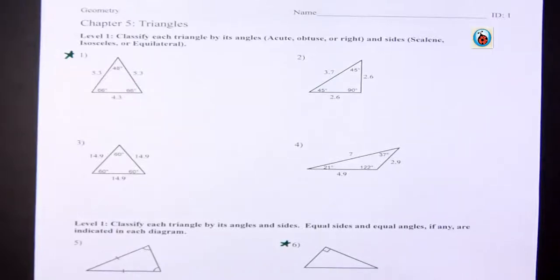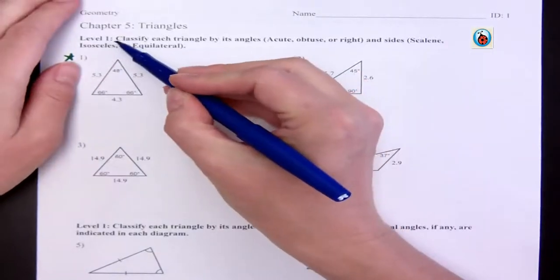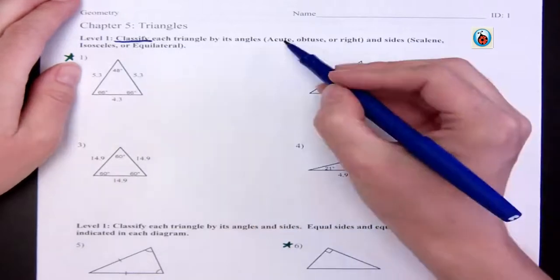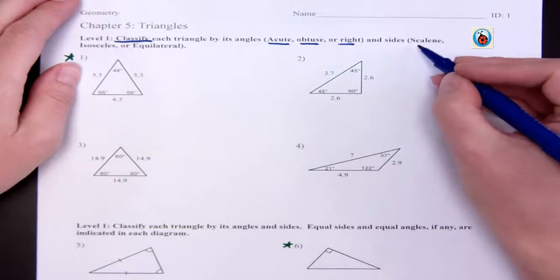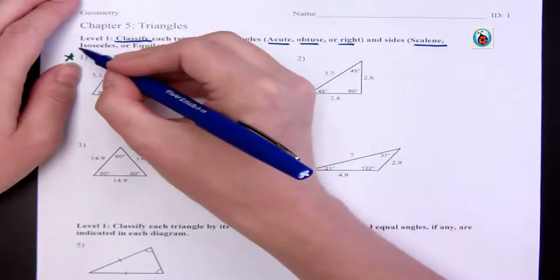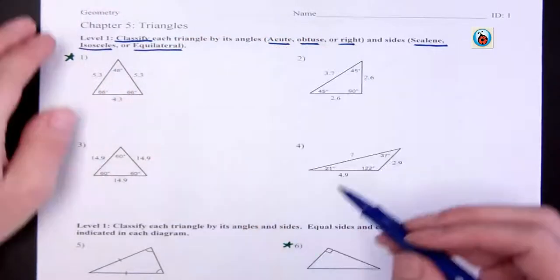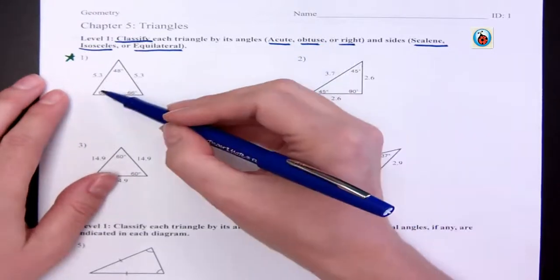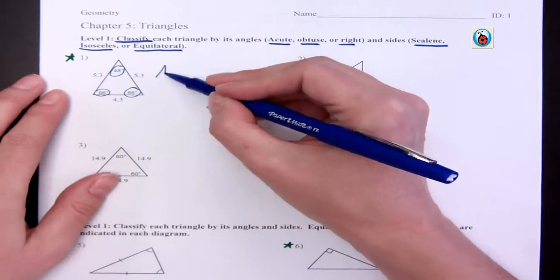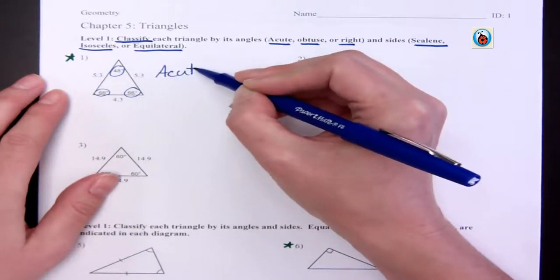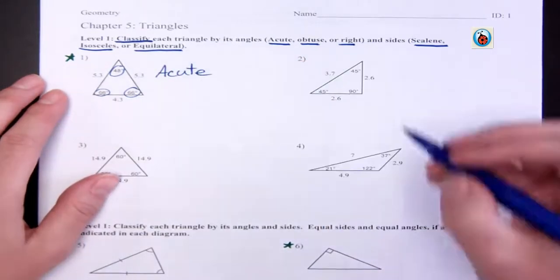Okay, in our first section here, we're just going to classify. So we're classifying whether it is acute, obtuse, or right, and also whether it is scalene, isosceles, or equilateral. So for the angles, I look at all three angles. Those are all acute angles, so this would be acute. So remember, acute is less than 90.